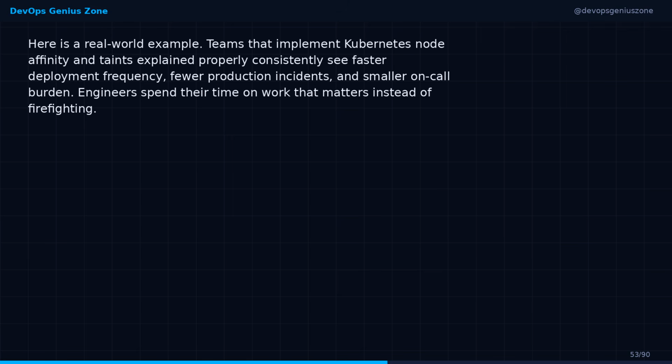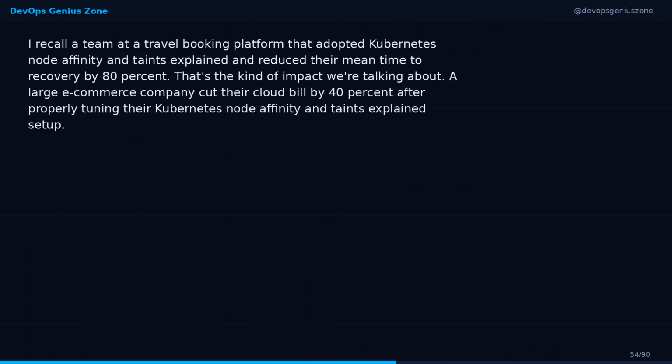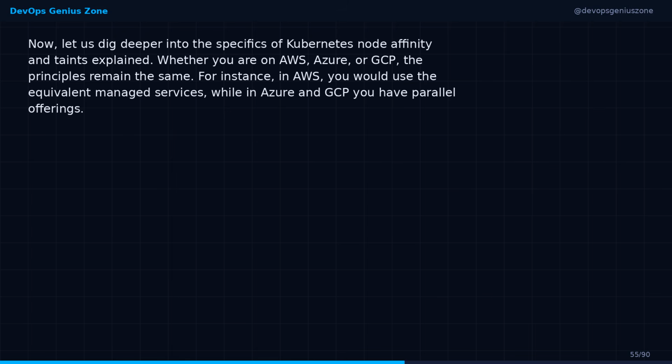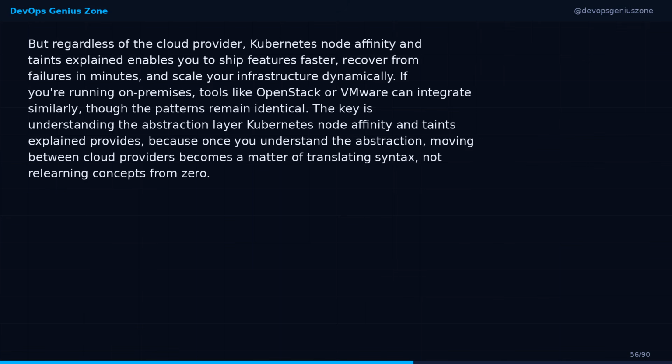Now, let us dig deeper into the specifics of Kubernetes node affinity and taints explained. Whether you are on AWS, Azure, or GCP, the principles remain the same. For instance, in AWS, you would use the equivalent managed services, while in Azure and GCP you have parallel offerings. But regardless of the cloud provider, Kubernetes node affinity and taints explained enables you to ship features faster, recover from failures in minutes, and scale your infrastructure dynamically. If you're running on premises, tools like OpenStack or VMware can integrate similarly, though the patterns remain identical. The key is understanding the abstraction layer Kubernetes node affinity and taints explained provides, because once you understand the abstraction, moving between cloud providers becomes a matter of translating syntax, not relearning concepts from zero.